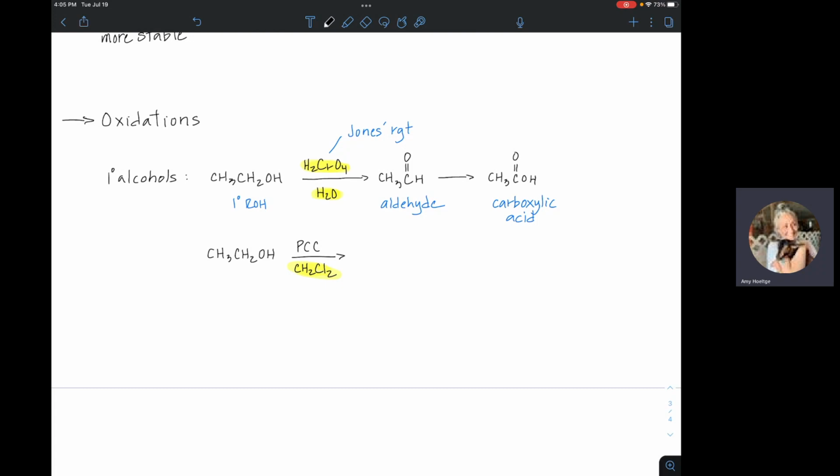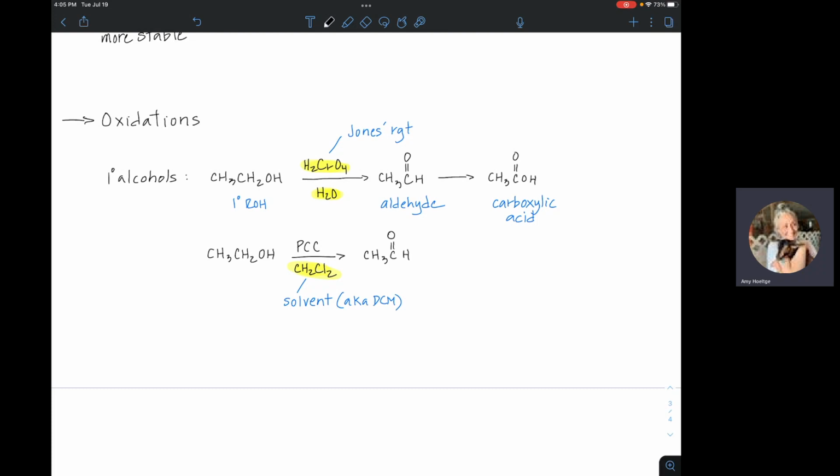So with PCC, that is pyridinium chlorochromate, in methylene chloride, sometimes this is written as DCM. So this is the solvent. Methylene chloride, otherwise known as dichloromethane, you might see DCM. Because there's a lack of water in the reaction pot, this will stop at the aldehyde.